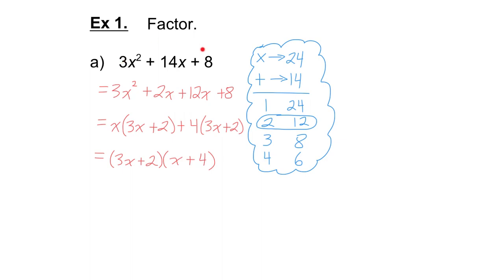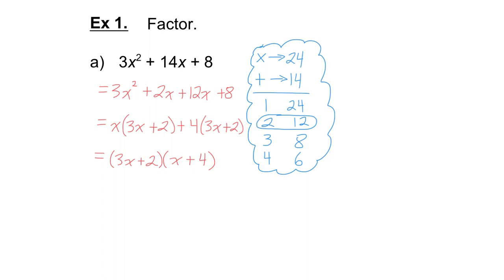Remember, 3 times 8 is 24, so we need numbers that multiply to 24 and add to 14. Here's a list of the possibilities: 1 times 24, 2 times 12, 3 times 8, and 4 times 6. They all equal 24. But only 2 plus 12 is equal to 14. So I'm breaking 14x into 2x plus 12x. Then I factor by grouping. And I end up with this.